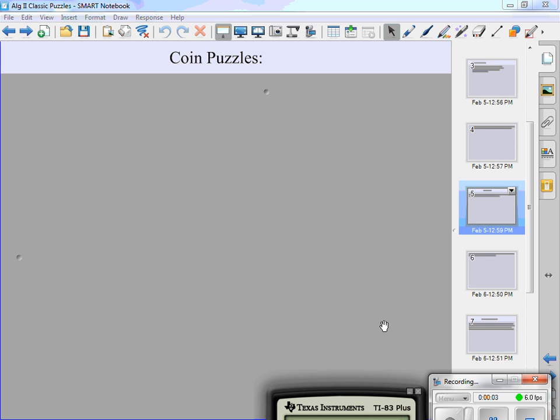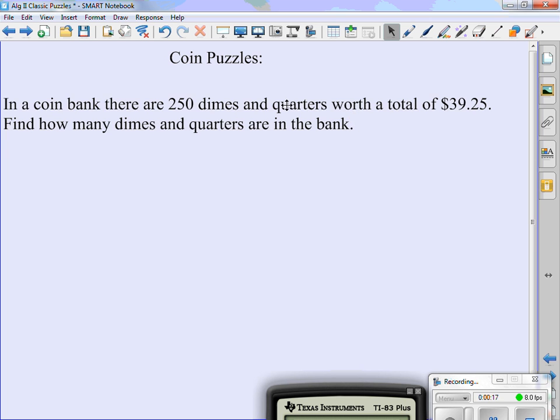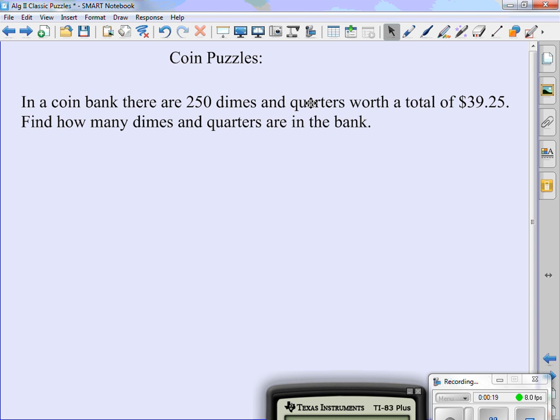Yesterday we worked with age problems and we worked with two-digit number problems. Today we're going to do coin puzzles to start off. In a coin bank, there are 250 dimes and quarters, worth a total of $39.25. We're going to find out how many dimes and how many quarters there are in the bank.